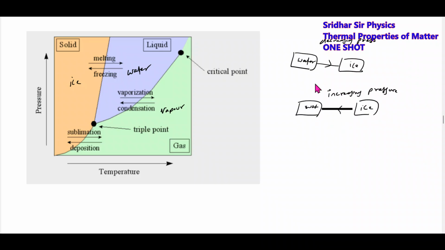This is one basic idea of the triple point of water. Not very important, just have a small idea. It's a fundamental which will not vary with pressure, whereas the melting and boiling point will vary with the pressure. More than this, not needed. Okay.